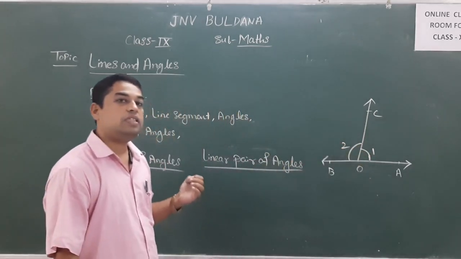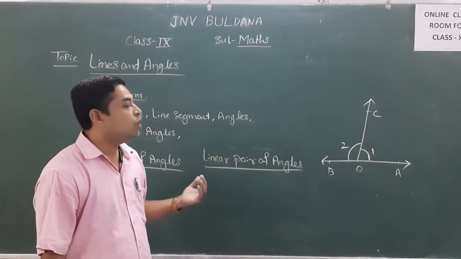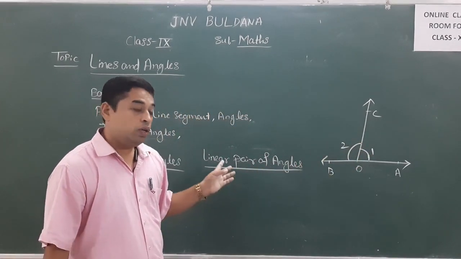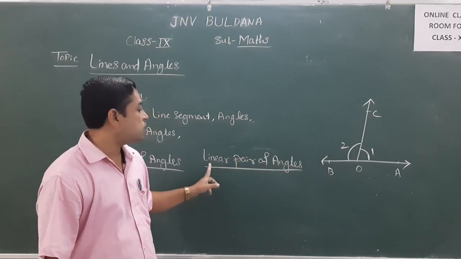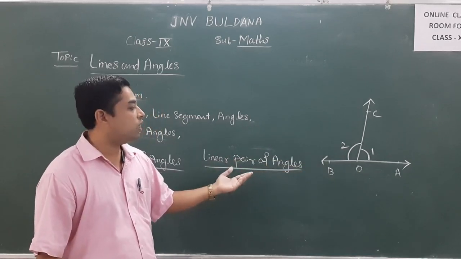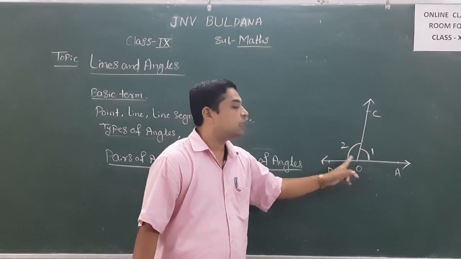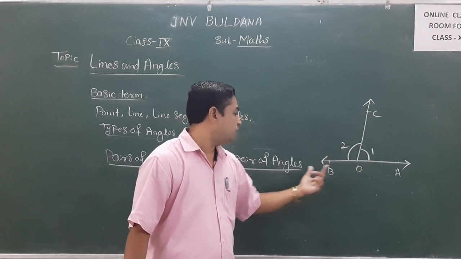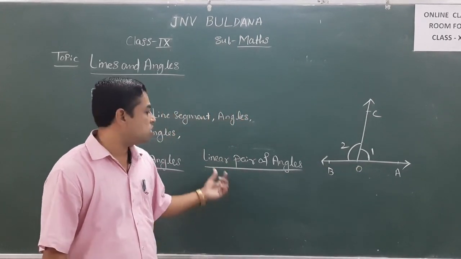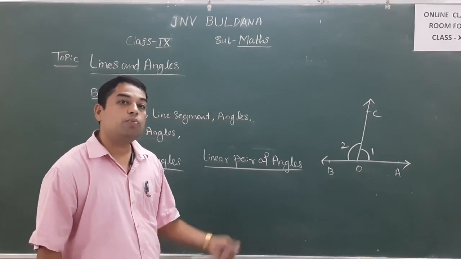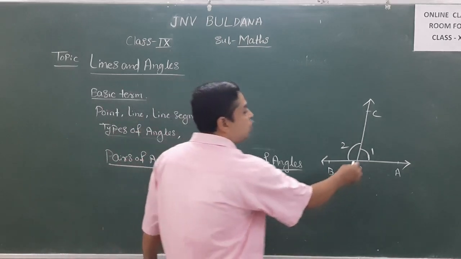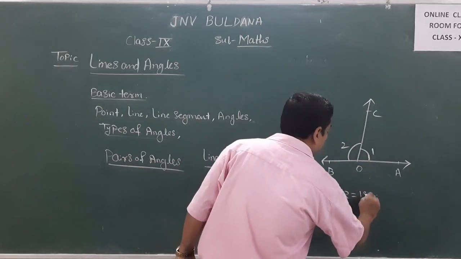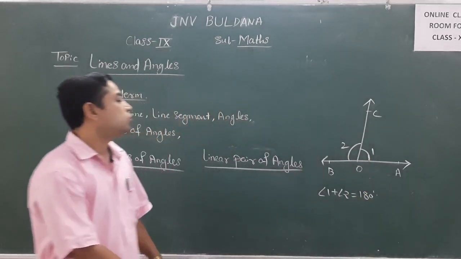But what is the difference between the previous diagram and this diagram? Yes, it is an adjacent angle, but why is it called a linear pair? The reason is very clear. The non-common sides are opposite rays. If the non-common sides of the adjacent angles are opposite rays, this is called a linear pair of angles. And what is the property of this type of angle? The sum of these two angles, angle 1 plus angle 2, is equal to 180 degrees. This is the property of a linear pair of angles.